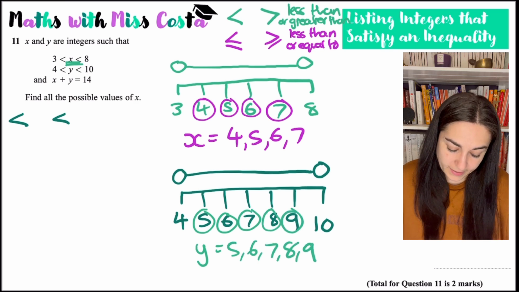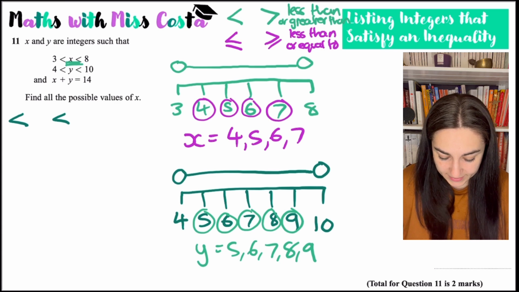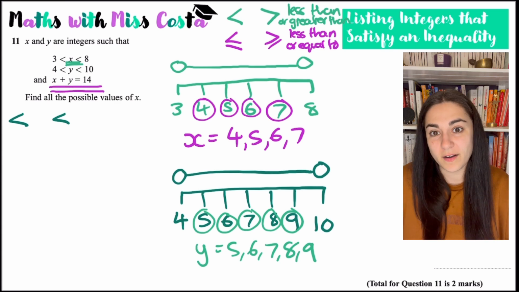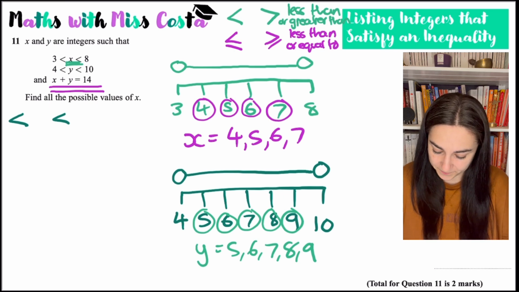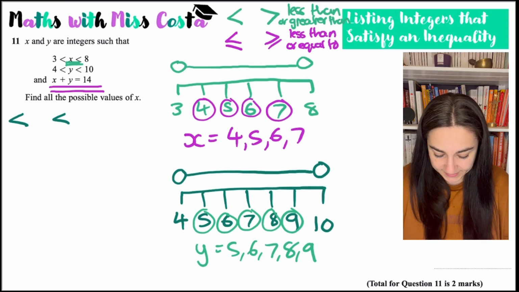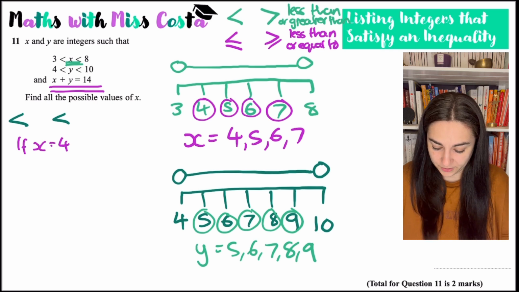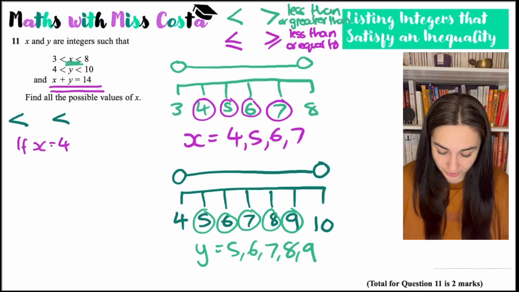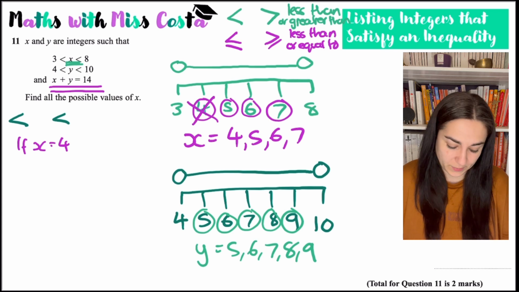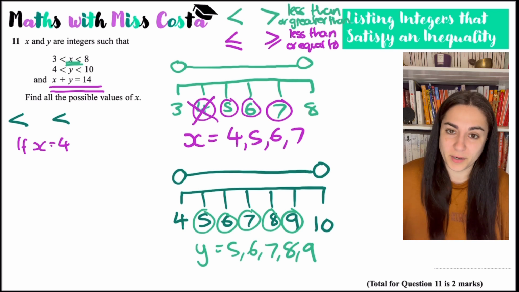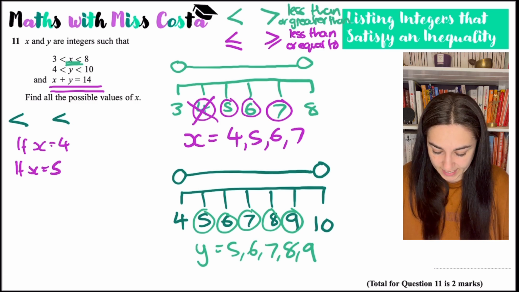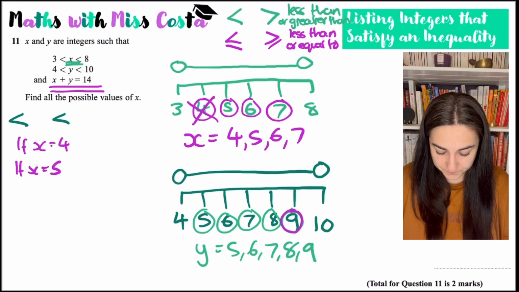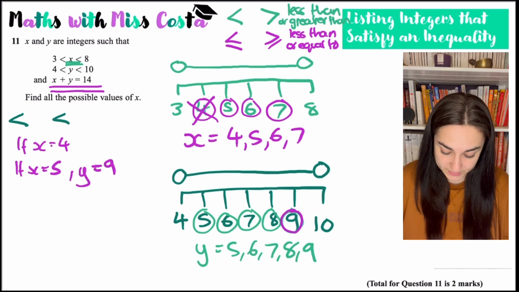Now I am told that x plus y equals 14. So therefore I can only have variables that add together to make 14. So if x is 4, is there a y value that would contribute to make 14? No. So x cannot be 4, because the only way to make 14 with 4 is 4 plus 10, and 10 is not a possibility. Let's try with 5. If x is 5, then y would be 9, because 9 plus 5 makes 14.